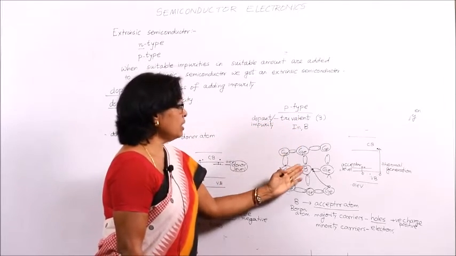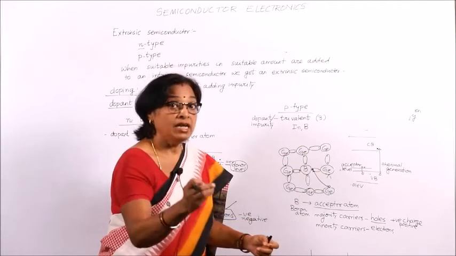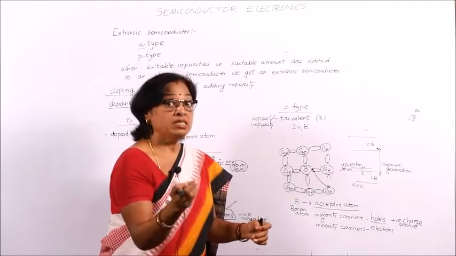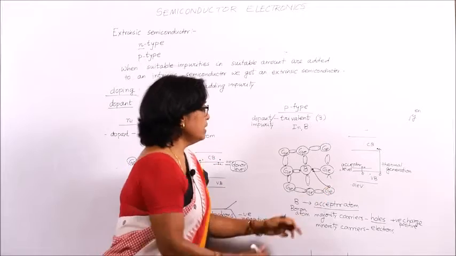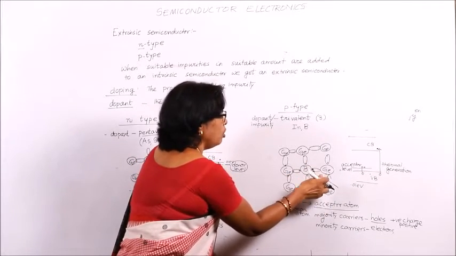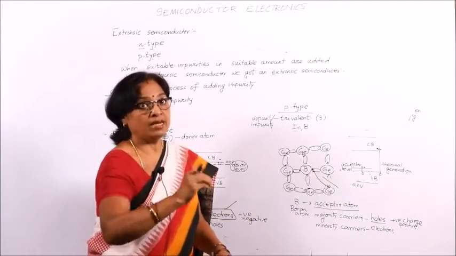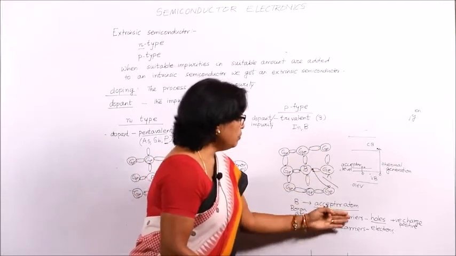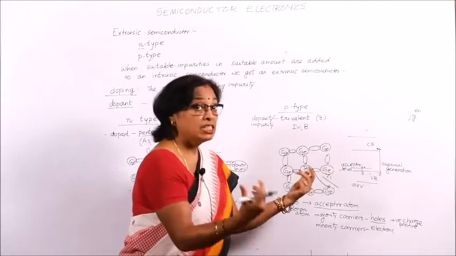In this case, boron has 3 electrons, so it can form 3 covalent bonds. It requires another electron to complete the 4th covalent bond. That is why there is a vacancy there. There is a hole there. That hole is filled by an electron coming from another germanium atom. So holes move from one atom to another atom, and in this manner it can conduct. The impurity atom here is an acceptor atom because it accepts an electron.